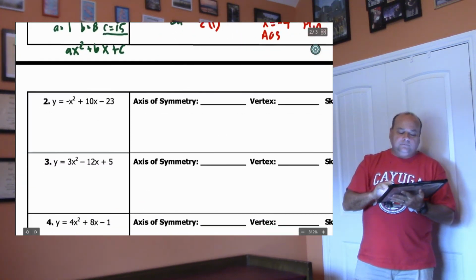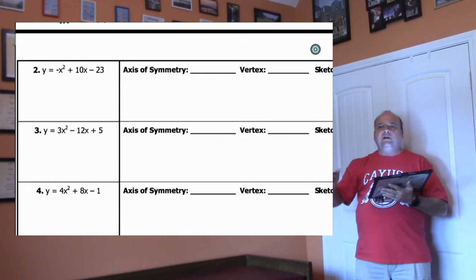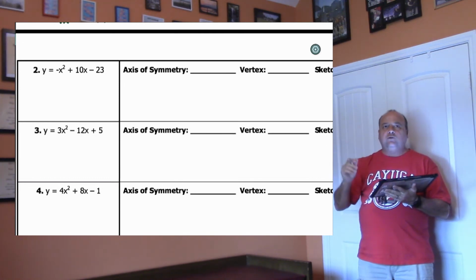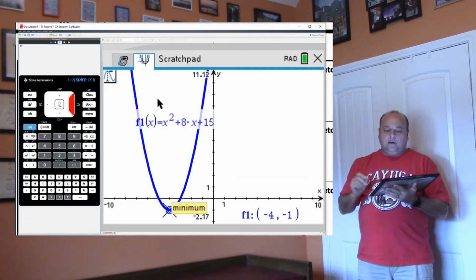Let's go to the next one. Okay, so negative x squared plus 10x minus 23. I'm going to go to my calculator. I'm going to hit delete, delete, delete.